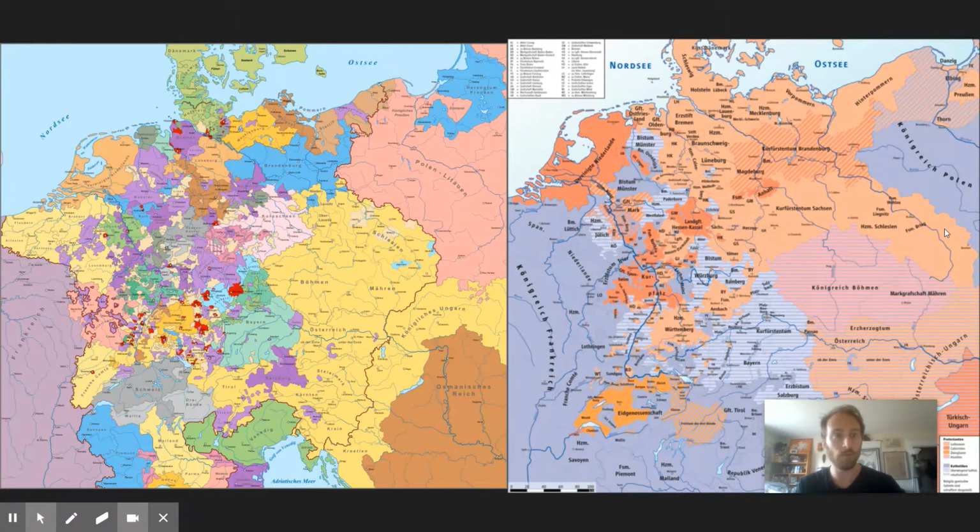The map on the left shows you the various statelets, basically, that make up the Holy Roman Empire, kind of like the U.S. states. There are many, many countries within the Holy Roman Empire. So there's a lot to it. It's very, very complicated and rooted in the Middle Ages. But I want to draw your attention to this map on the right, which shows the religious makeup of the various Holy Roman Empire states.